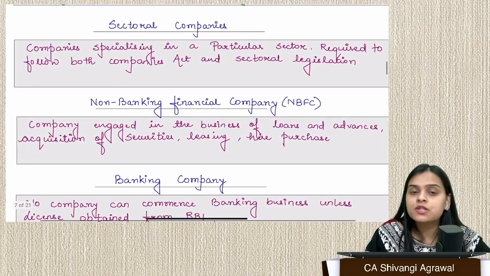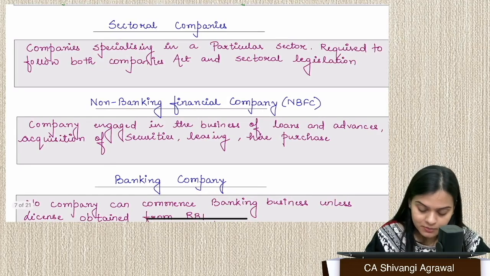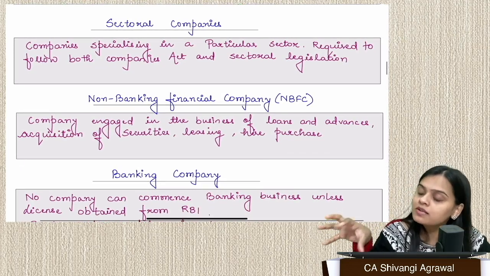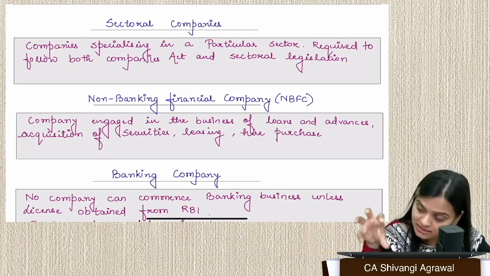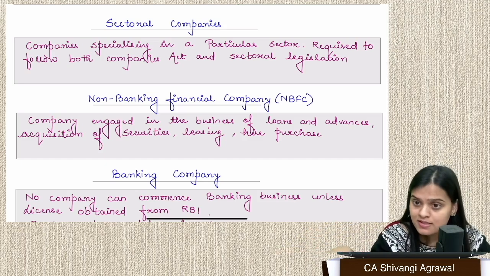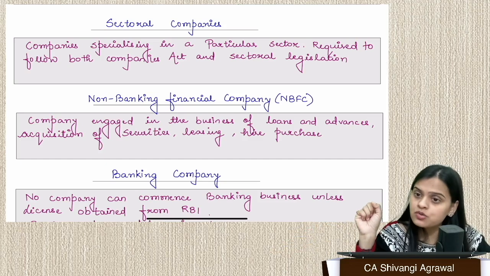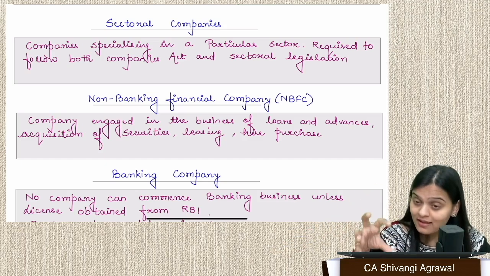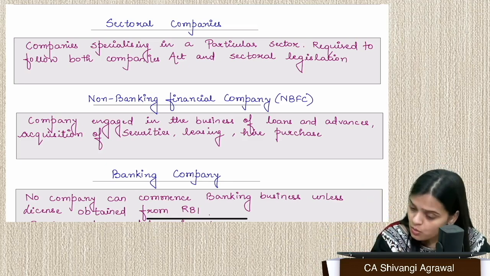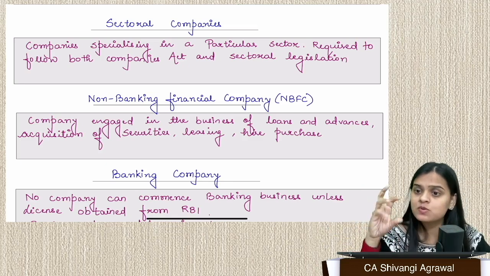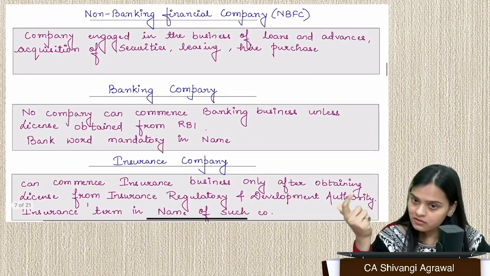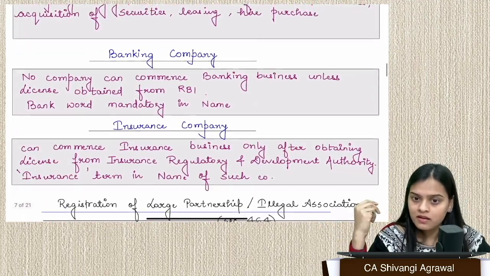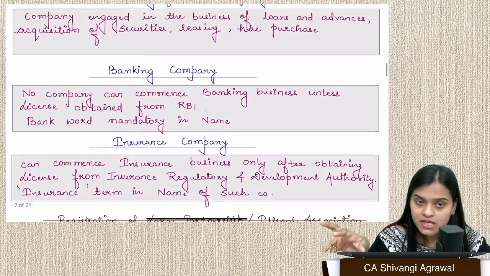Now we come to sectoral companies. What are sectoral companies? Those who specialize in a particular sector, like banking companies, they specialize in banking. Insurance companies, they specialize in insurance, right? So they also have a sectoral regulator, like RBI regulates the entire banking system, and IRDA regulates all the insurance companies. So they have a specific sectoral regulator also. So a banking company is also a sectoral company, and an insurance company is also a sectoral company.